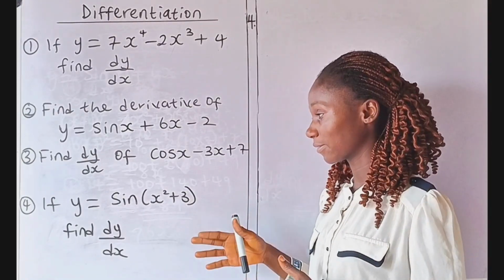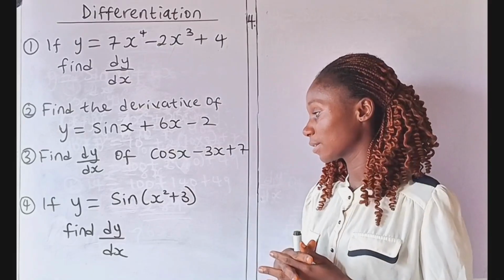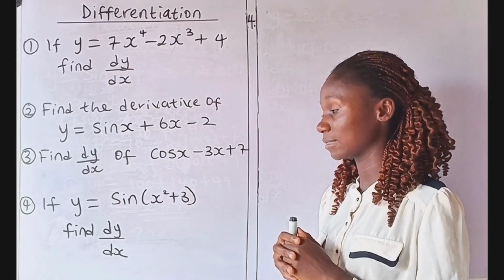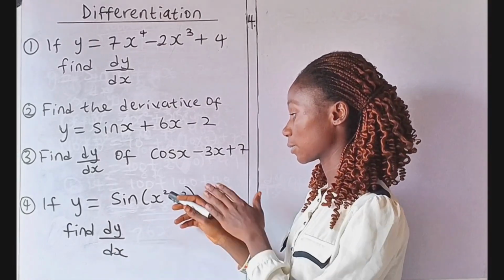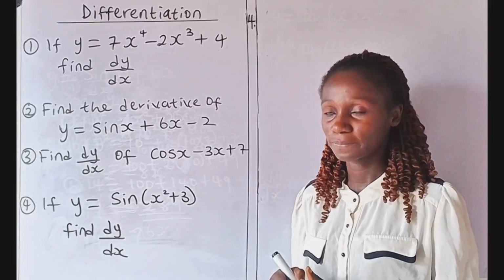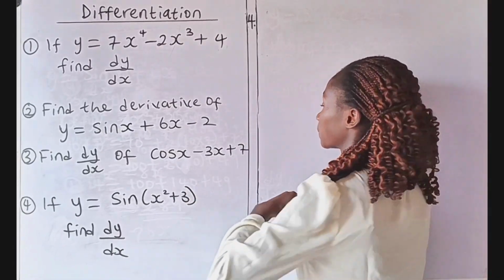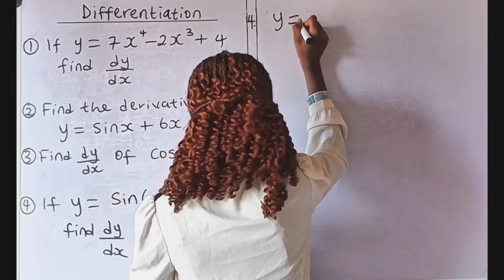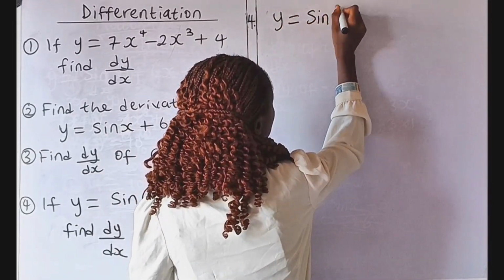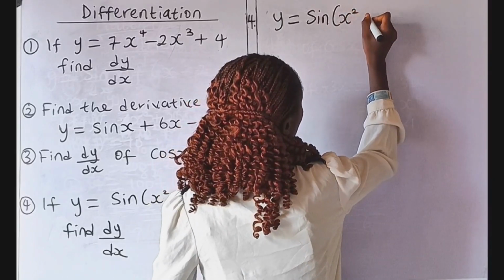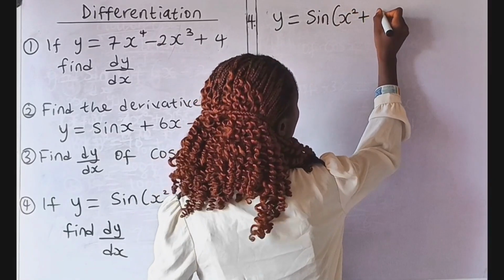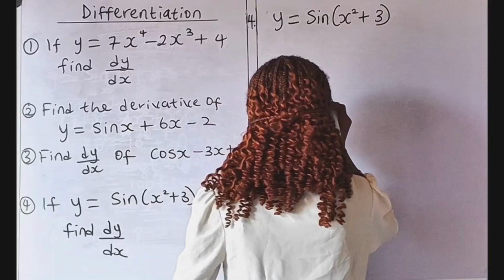Question 4 is kind of tricky, but don't worry. I'll break it down for you to understand. It's not confusing. If y is equal to sine of x squared plus 3, find the dy/dx. It's not hard. We'll take it gradually.